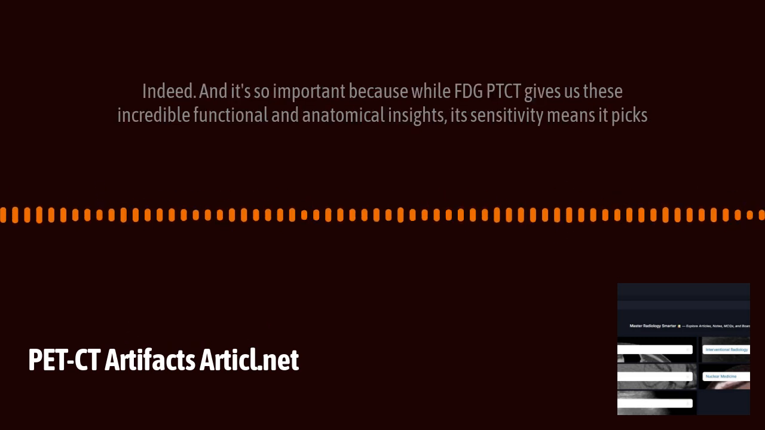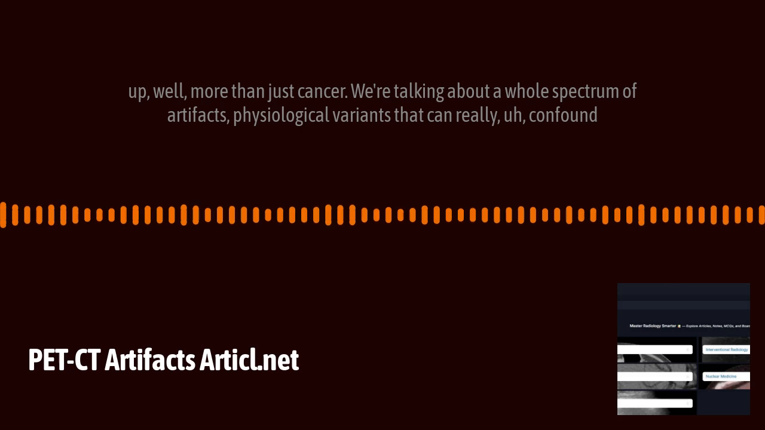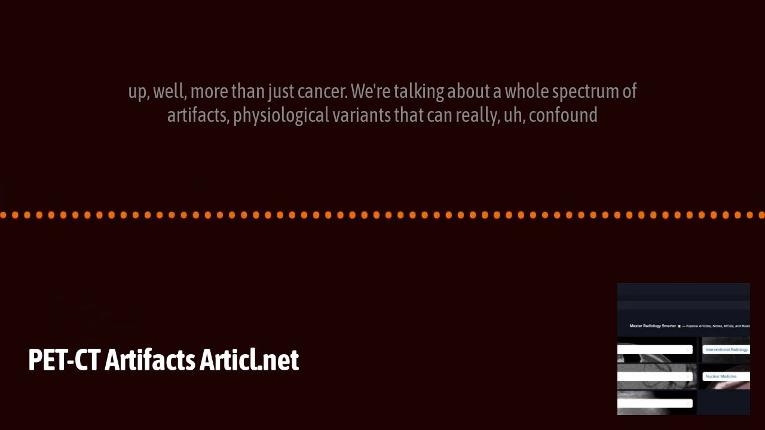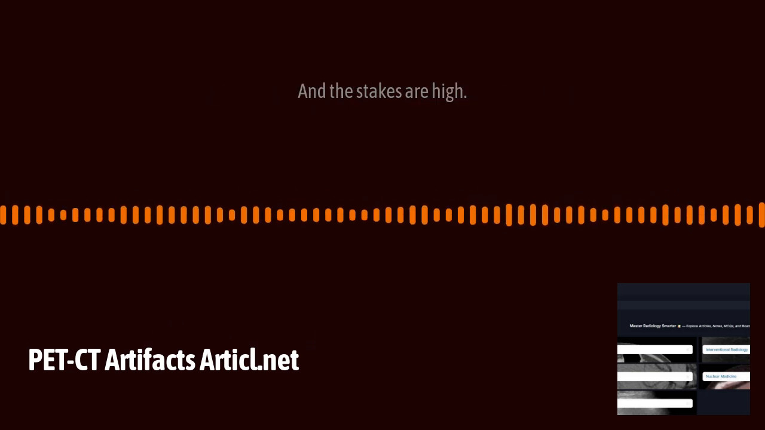Indeed. And it's so important because while FDG PET-CT gives us these incredible functional and anatomical insights, its sensitivity means it picks up, well, more than just cancer. We're talking about a whole spectrum of artifacts, physiological variants that can really confound interpretation. You can get false positives, false negatives. And the stakes are high.